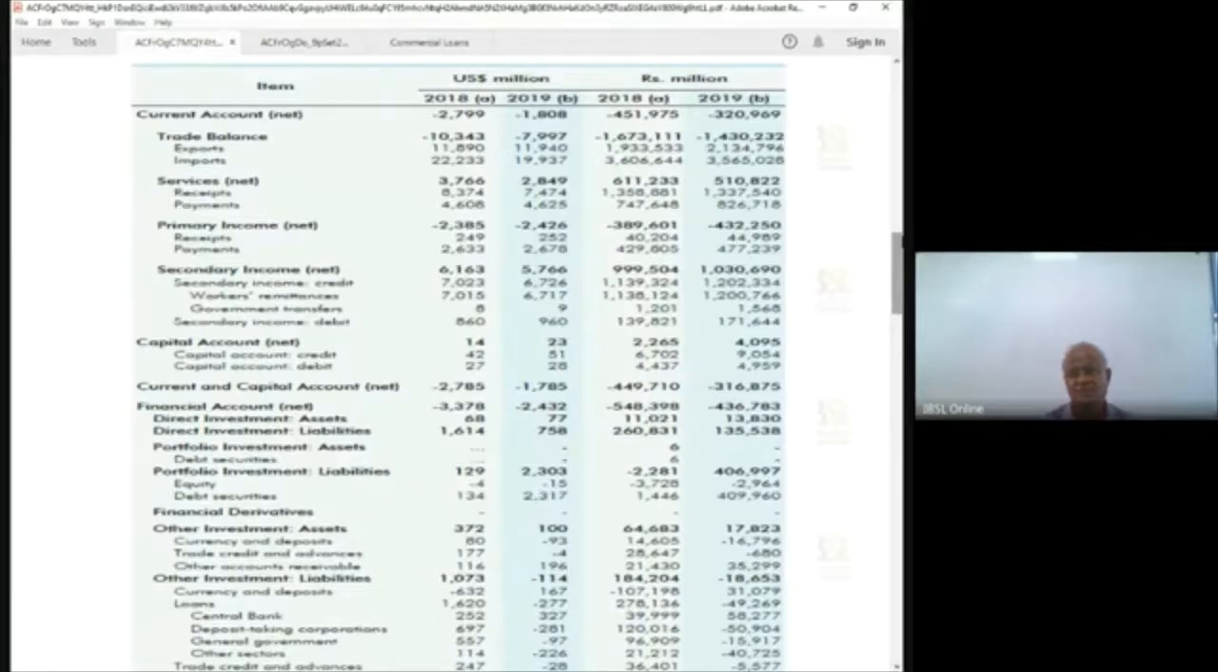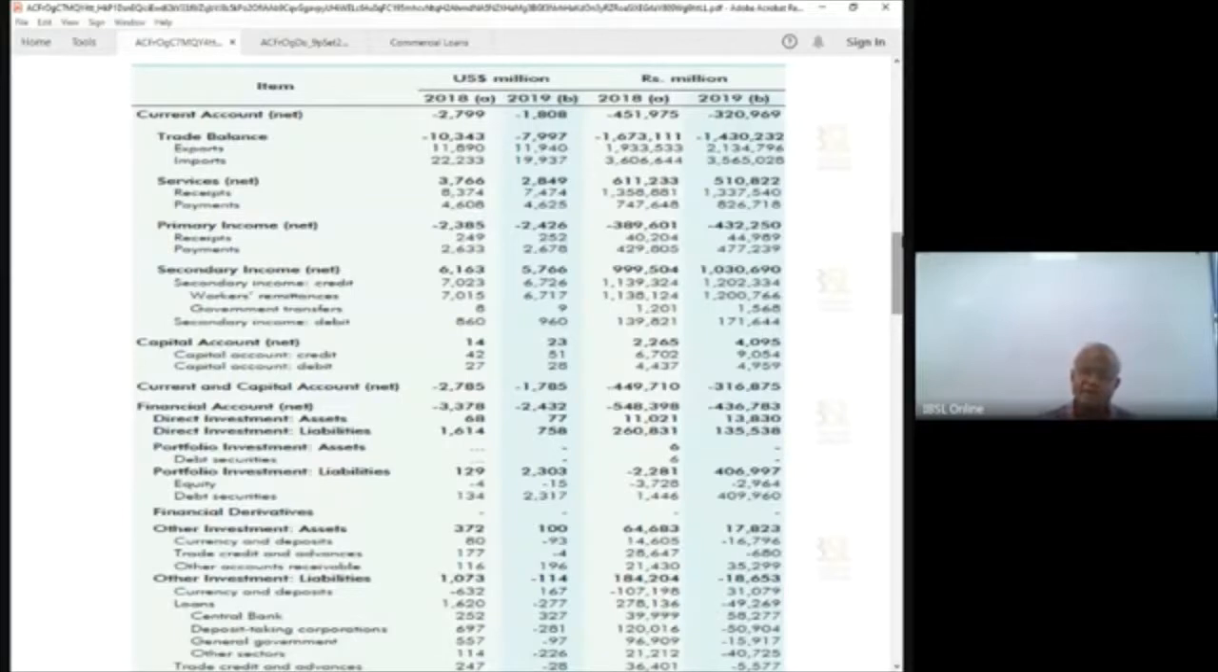Trade balance is minus 7.9, that is outflow. Services account net, there is a surplus of 2.8. Then the primary income account, there is a deficit. There's a deficit, will come one by one again. Secondary income account, surplus. So we have only two surplus accounts, the services account and the secondary income account. That is interesting.